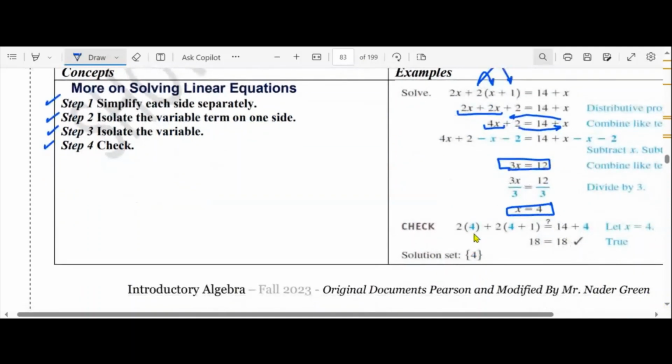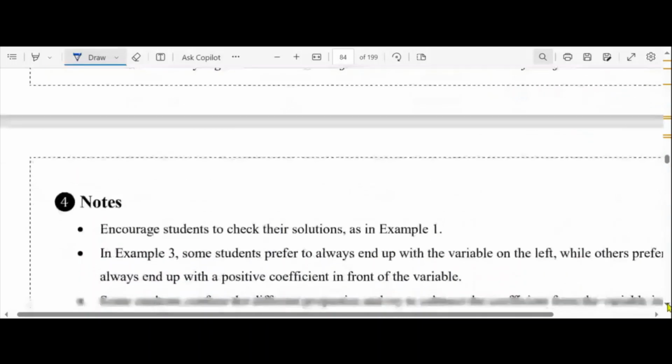4. Now to check your answer, replace x with its value. How much is the x value? 4. Replace it in the original equation. And if the left side equals the right side, then your solution is correct, which is 4. Is this clear? Clear or not clear? Now let's take some examples, okay?